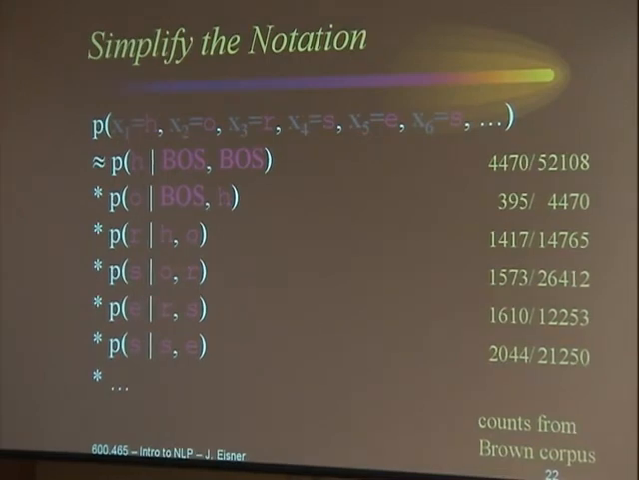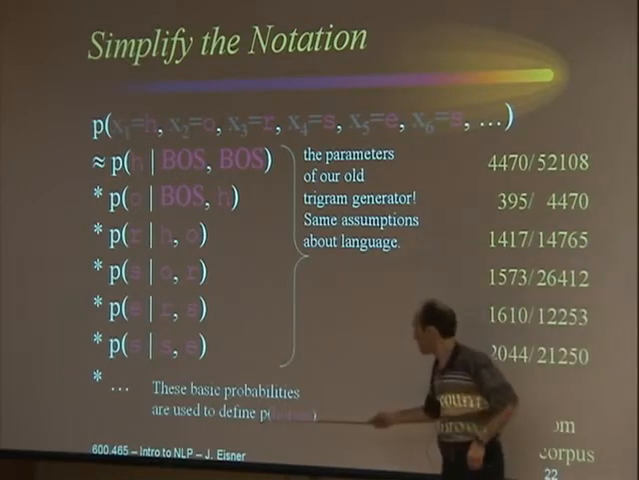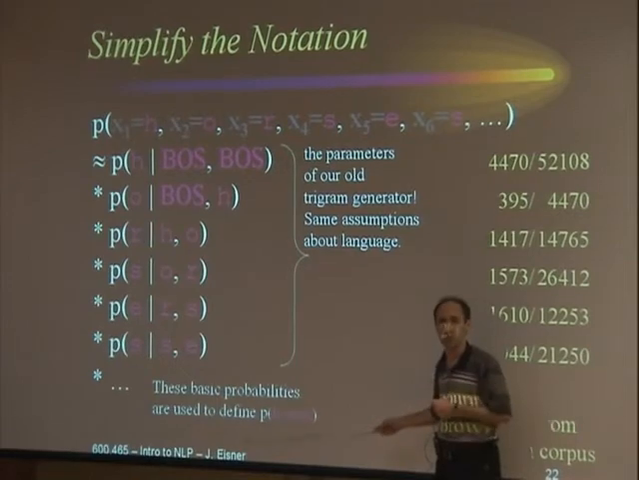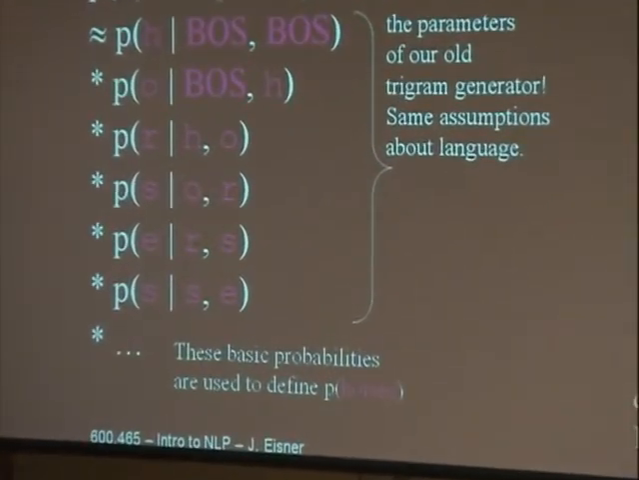OK, I'm going to change the notation one more time. So this is making the same assumptions about language as these trigram dice do. And by putting these together, by multiplying these together, we estimate the true probability of horses. We define this function P, which is a particular estimate. This particular function P is a probability model that we're using, and we hope it's close to the truth.